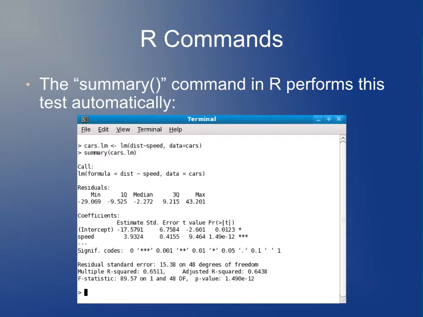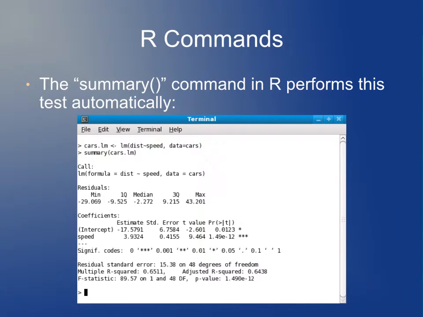Well, in R, if you use the summary command, it'll automatically perform this test for you. If I create cars.lm the way I did in the previous lecture, and then I say summary(cars.lm), then you'll see two different p-values here. If there's only a single predictor variable, the two p-values will always be the same. Well, I guess I should clarify.